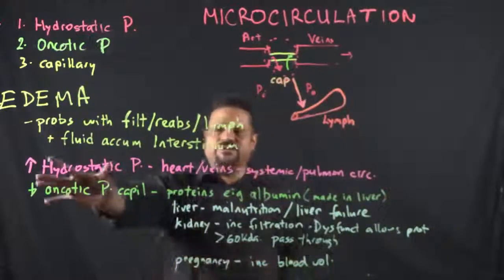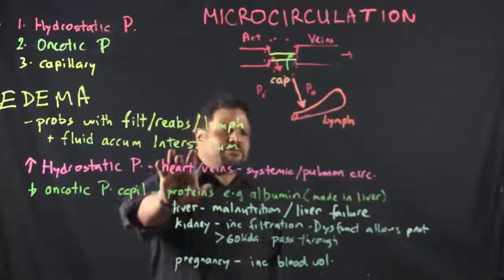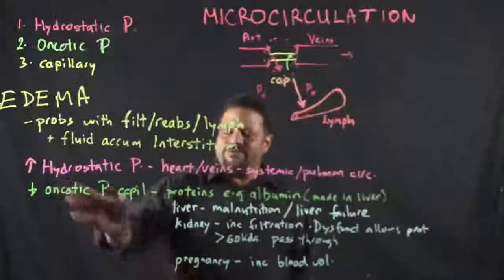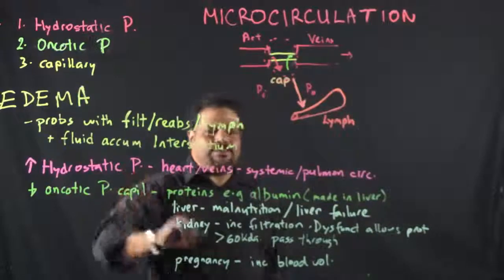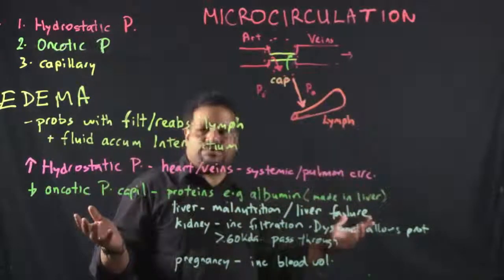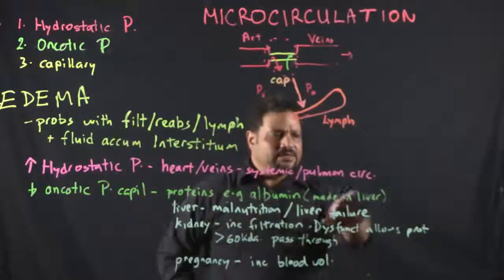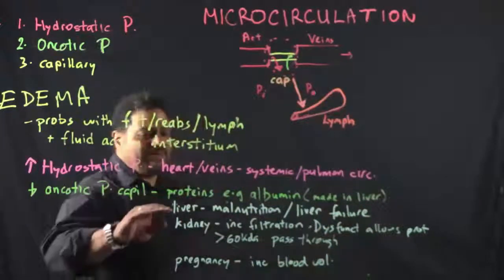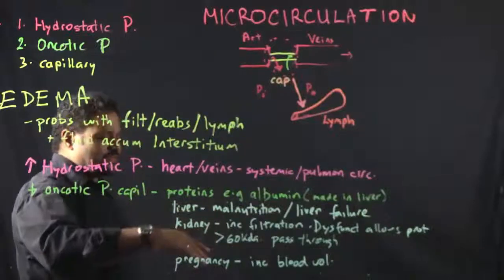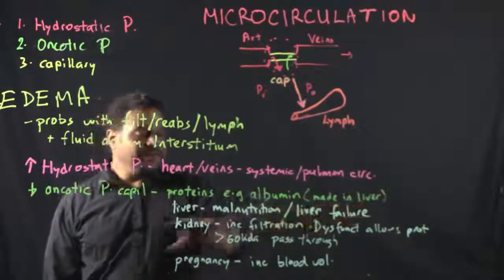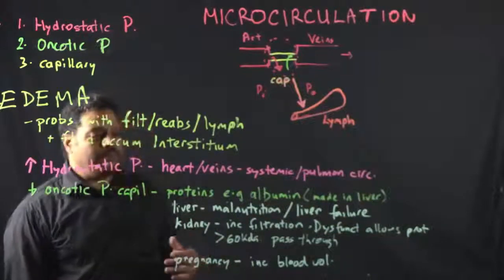So you can have increased hydrostatic pressure, and that occurs with problems with the heart or the veins. You have decreased oncotic pressure in the capillaries, so less reabsorption. That's typically proteins like albumin, and albumin is made in the liver. So with the liver, you can have malnutrition, so the liver says, hey, I'm not going to make any albumin. Or you can have liver failure, and then the liver cannot make enough albumin as needed.